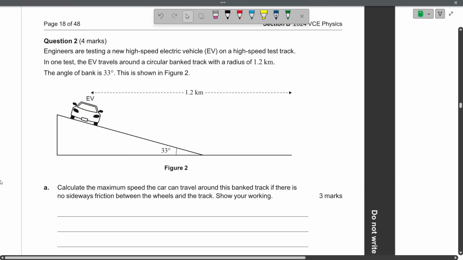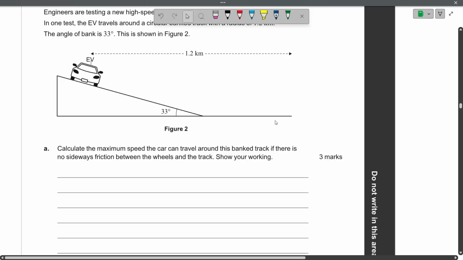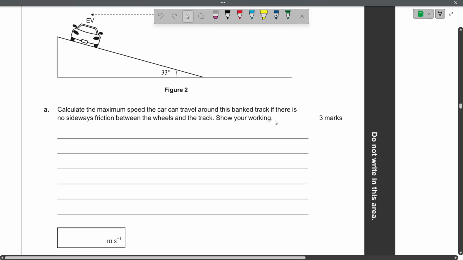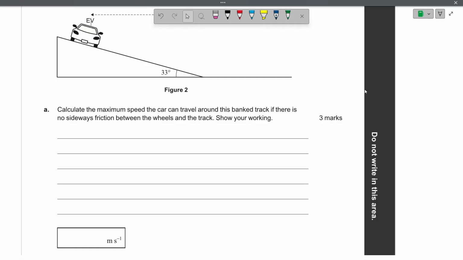All right. And question A says calculate the maximum speed the car can travel around this banked track if there is no sideways friction between the wheels and the track. Show your working. Now, I am of the school of thought that you should put more working out than you think you need, but don't put working out that is useless and unnecessary.